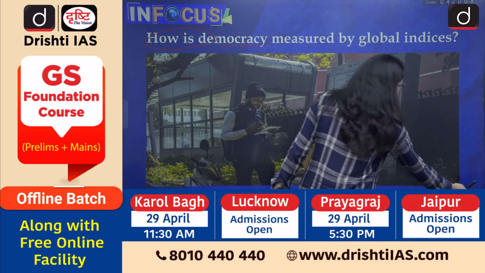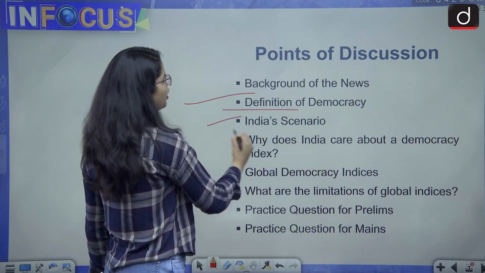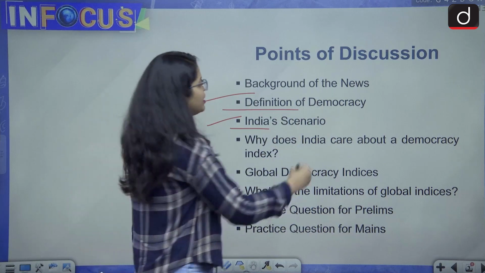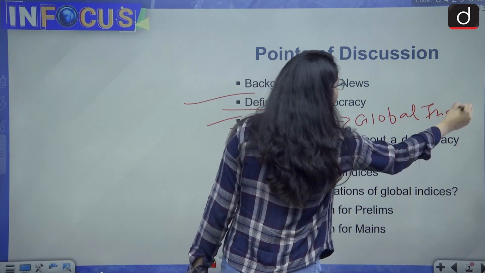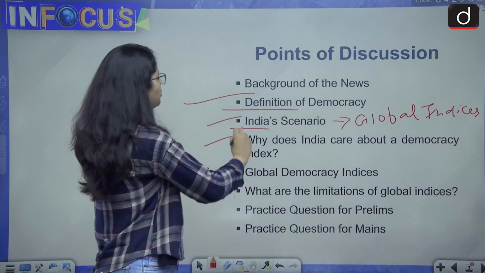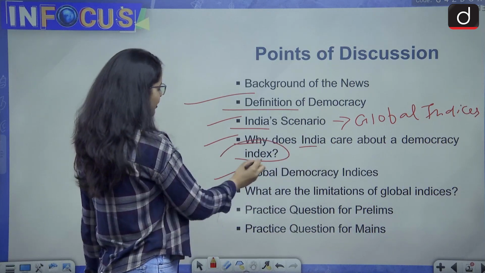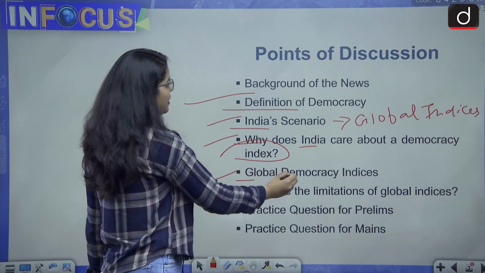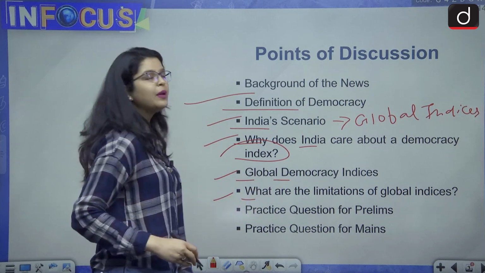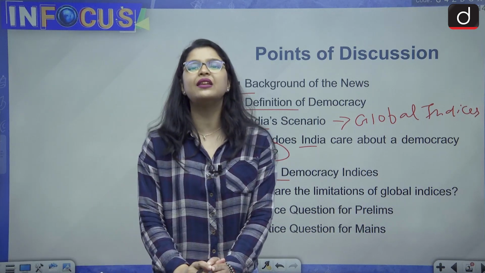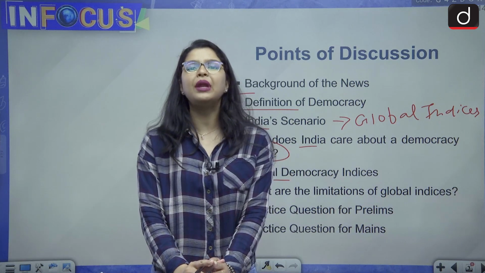So in this discussion, we are firstly going to understand the definition of democracy. Then we are also going to understand the India scenario on these global indices. Then we are going to examine why India cares about a democracy index, study the major global democracy indices, and examine the limitations of these global indices. And lastly, we are going to discuss a practice question for your prelims examination and a practice question for your mains examination.